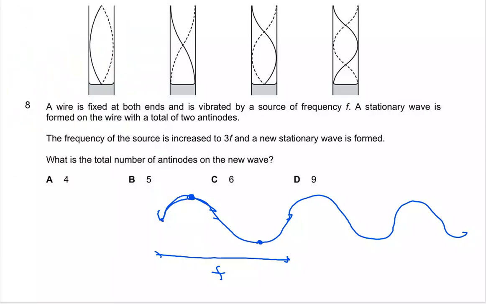We draw here. So this is the first frequency. Refer to the question, the first frequency has two nodes.